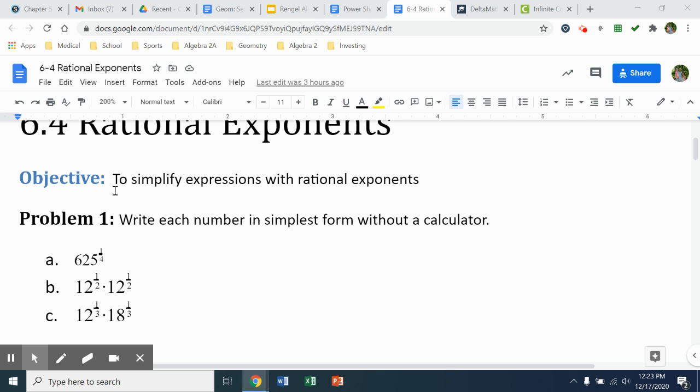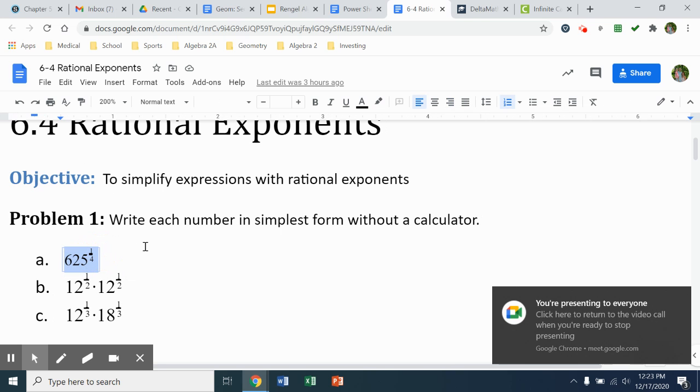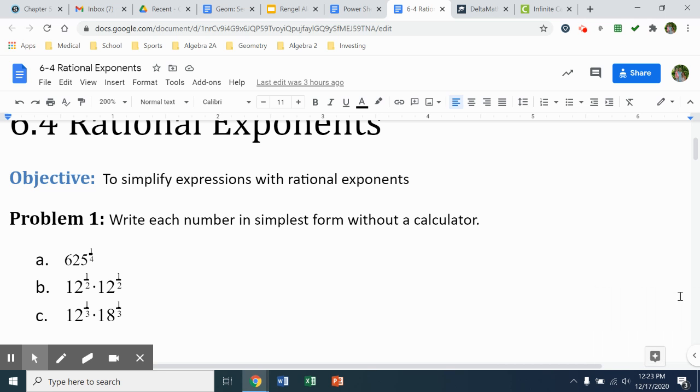All right, so our ultimate goal for just the first half is to be able to take a problem that has a rational exponent, which is basically just an exponent that is a fraction, and be able to write it as a radical, which is the types of problems that we've been looking at so far in chapter 6.